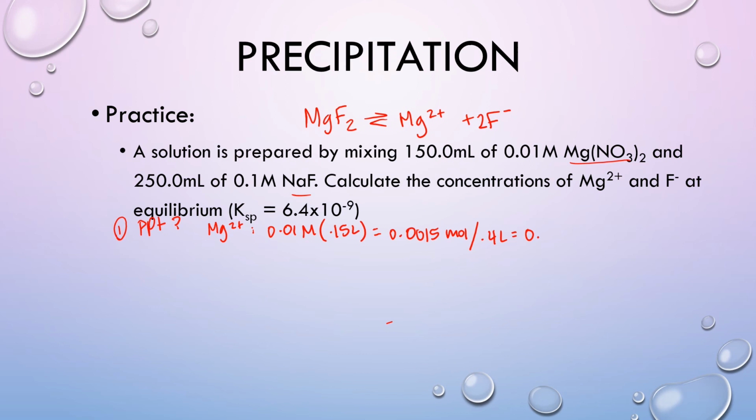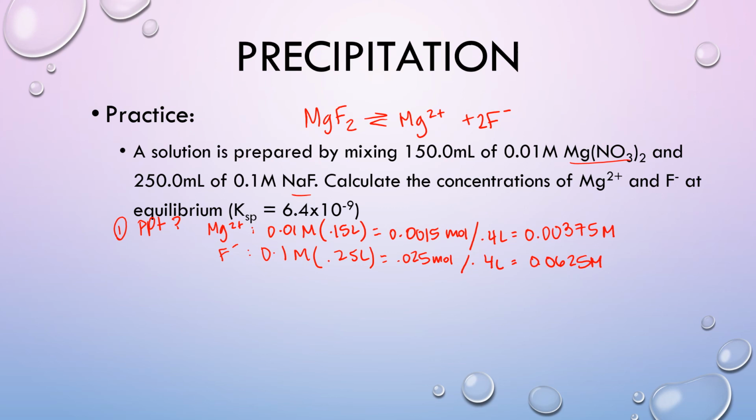Hold on. Yeah, okay. 0.00375 molar. And then for fluorine, I have 0.1 molar times 0.25 liters, which gives me 0.025 moles divided by 0.4 liters, 0.0625 molar. So I just calculated my new concentrations.